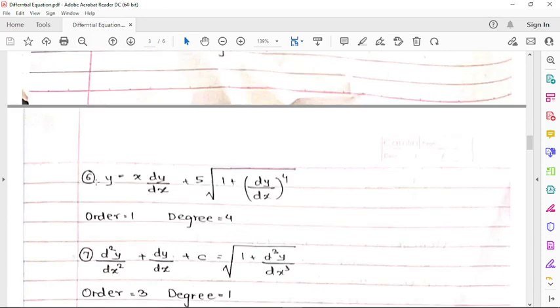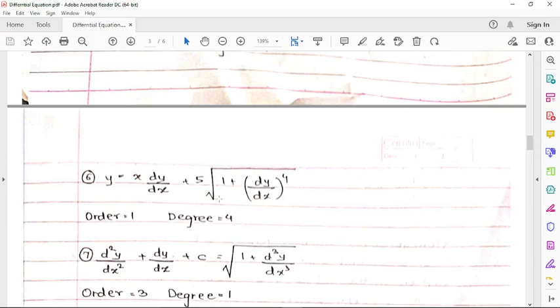Then the sixth equation: y is equal to x dy by dx plus 5 square root of this term. So we have to find out the order of this equation and the degree also. So how to find out? First of all, we have to rearrange this equation, right? So how can we rearrange this equation? To rearrange, we have to keep this term alone, right?